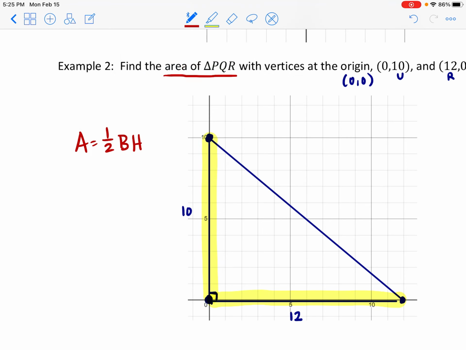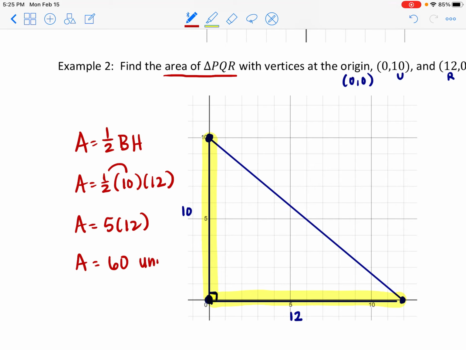So my area is going to equal 1/2 times 10 times 12. You can do the 10 times 12 first and then multiply by a half, or take the half of 10 and then multiply by 12. Remember, the order that we multiply doesn't matter. So if you multiply here first to make 5 and then multiply by 12, you're going to end up with 60. And we don't have any units here. Technically, it'd be square units for area, but if this was a problem in your Canvas assignment, it's not going to want you to input units anyway, so just 60 would be fine.